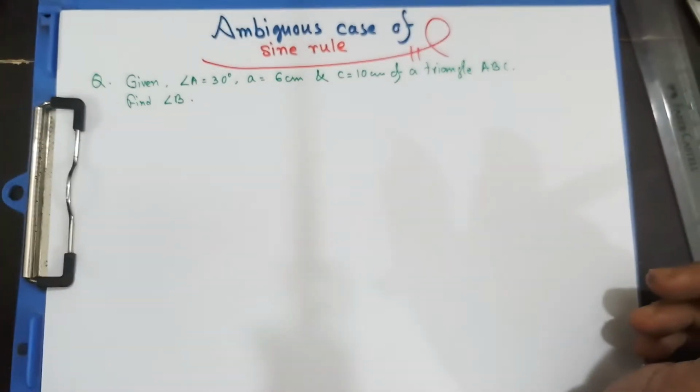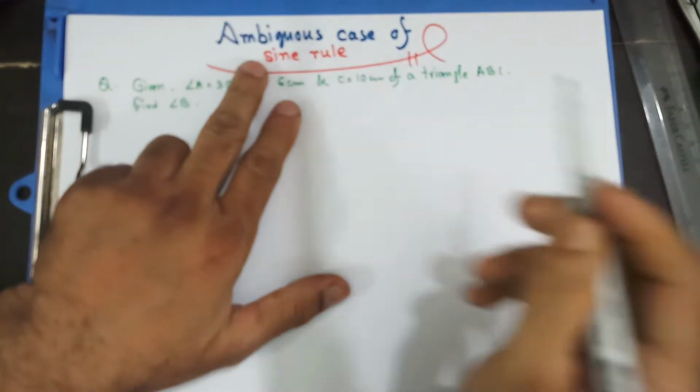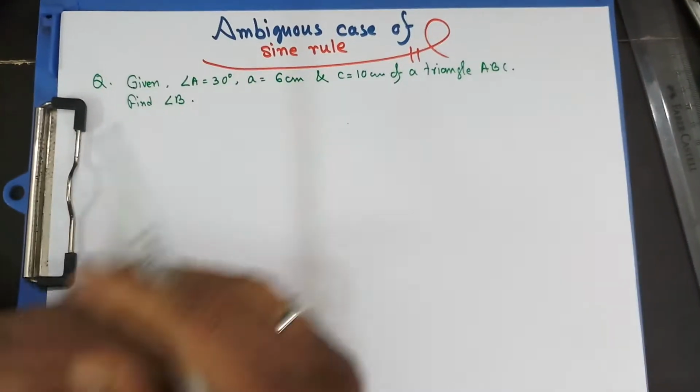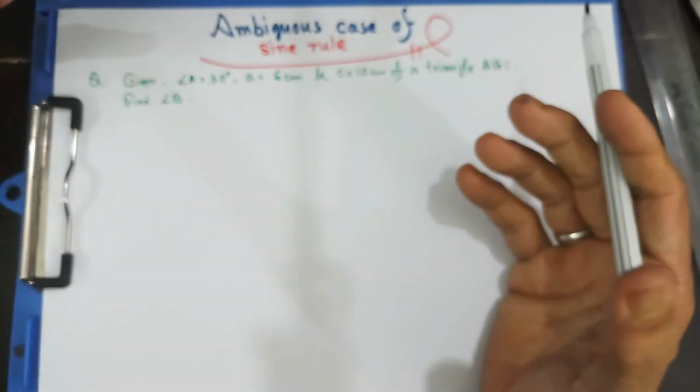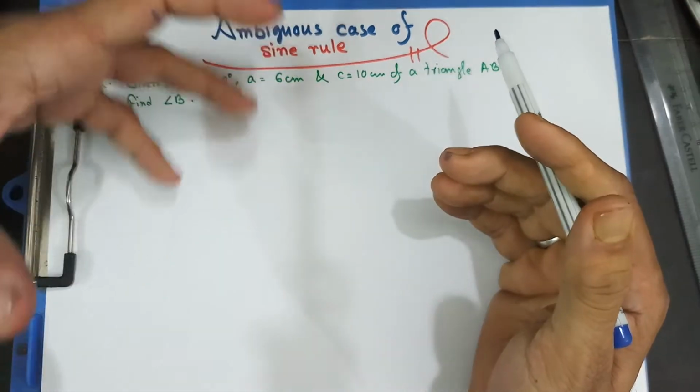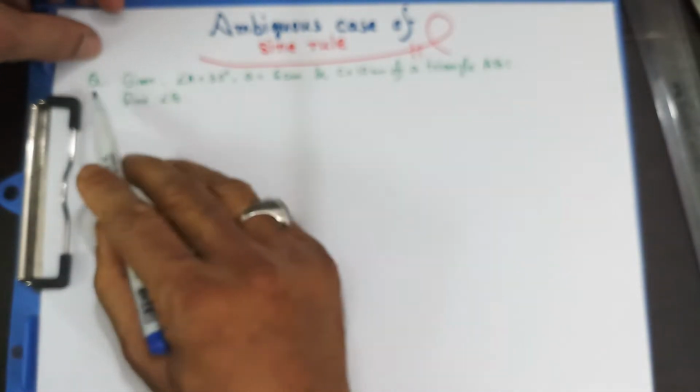Good morning, students. In today's lecture, I'll cover one of the important and very interesting concepts: the ambiguous case of the sine rule. Ambiguous means more than one value, more than one meaning. In this case, more than one value might occur.